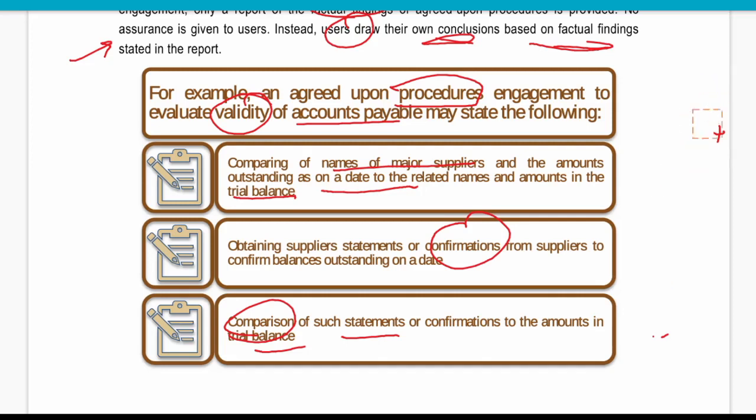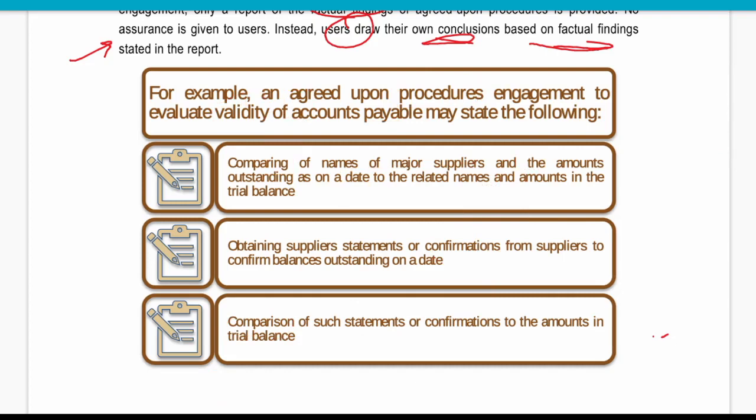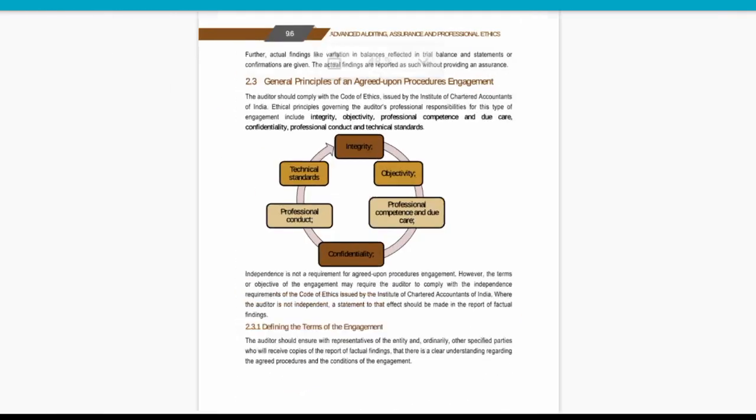Are you guys able to understand what is the key difference? The key difference is assurance. No assurance, no conclusion has been drawn here. Okay, great guys.